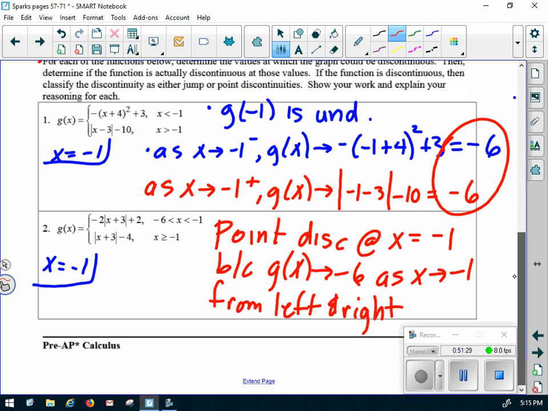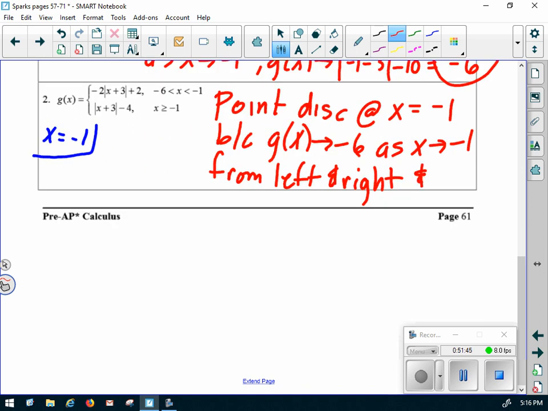Now remember though, the other issue is if the function approaches the same value from the left and the right, is the hole filled in there? No, because we already figured out that g of -1 was undefined. And g of -1 is undefined.